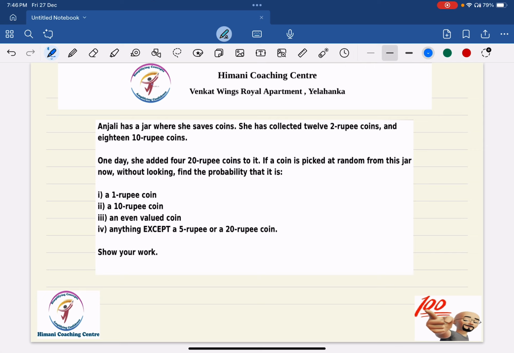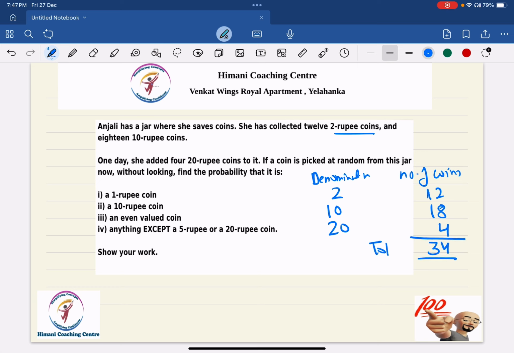So now what you will do, you will write denomination and number of coins. She has 2 rupee coins, so the denomination is 2 rupee. How many coins does she have? 12. So write 12 there. Then she has 18 10 rupee coins, so 10 is the denomination, 18 is the number. Then she has 20 rupee coins, which are 4. Okay. Now, how many total coins are there? The total coins are 34. So we will first write this down, that total coins are 34.